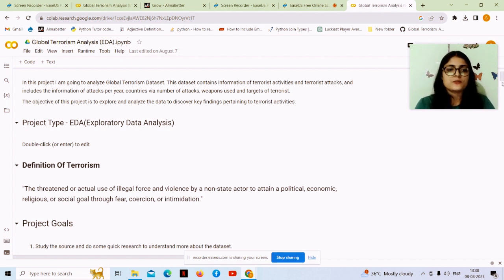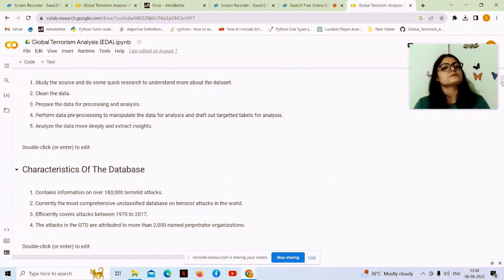The goals of my project are to study the source and do quick research to understand more about the dataset, clean the data, prepare the data for processing and analysis, do data pre-processing to manipulate the data for analysis, and draft out targeted tables for analysis. And the last one is to analyze the data more deeply and extract the insights.